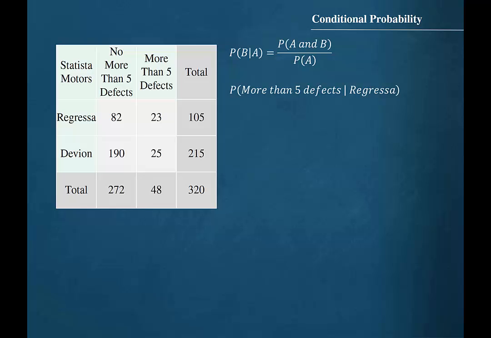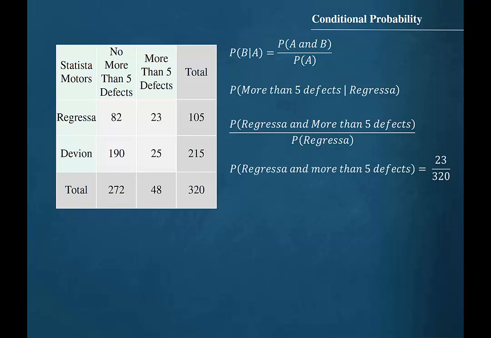So let's find the probability that a randomly selected vehicle after final inspection will have more than 5 defects given it is a Regressa model. The formula tells us that we should divide the probability that the selected vehicle is a Regressa and has more than 5 defects by the probability that it is a Regressa.